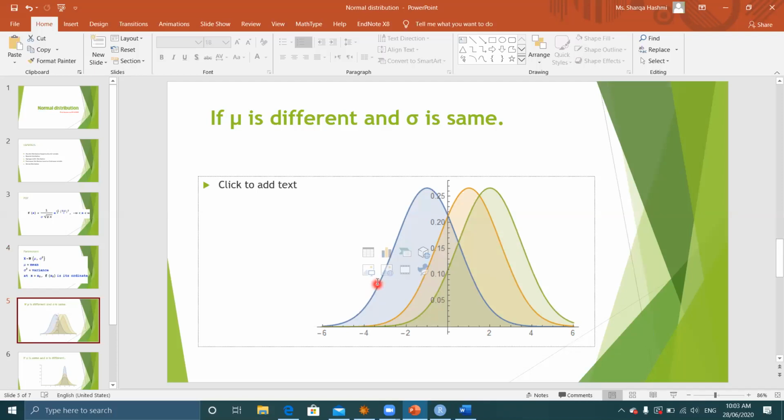So in this figure, this is also normal distribution. Second one is also normal distribution. Third one is also normal distribution. All three are the normal distributions. But what is the difference between these? If you see the peak points in each figure, these are the peak points.